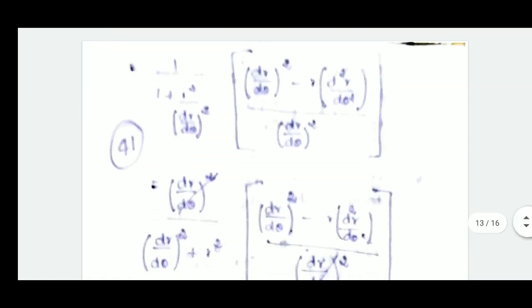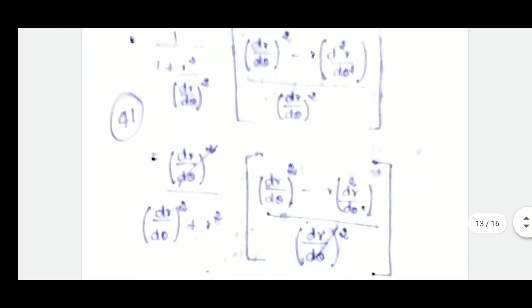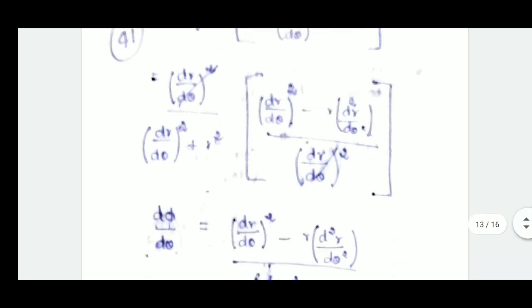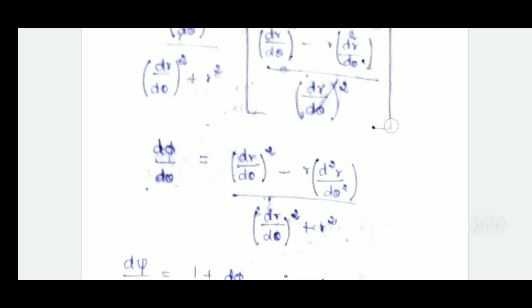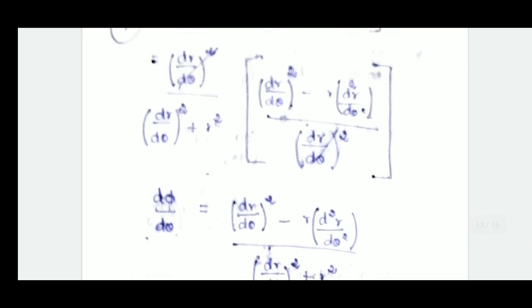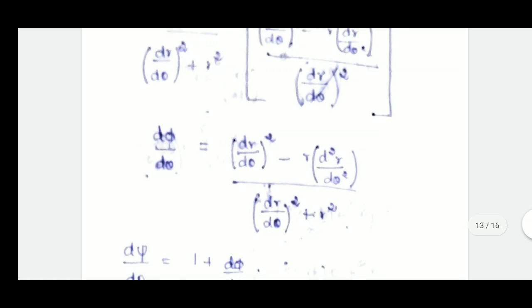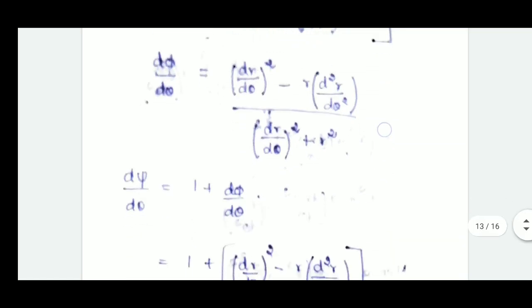By taking the LCM in the denominator, we get dr by d theta the whole square plus r square, into dr by d theta the whole square minus r into d square r by d theta square, by dr by d theta the whole square. Dr by d theta the whole square gets cancelled. So we get d phi by d theta equal to dr by d theta the whole square minus r into d square r by d theta square, by dr by d theta the whole square plus r square.